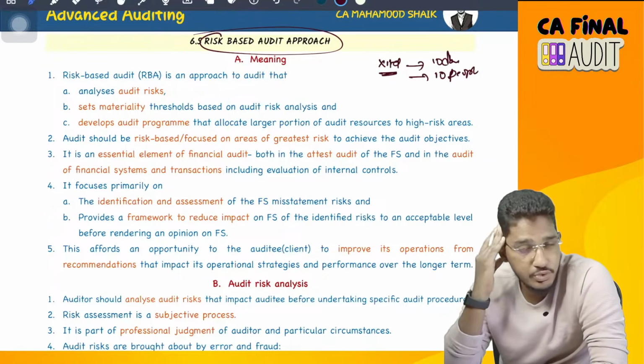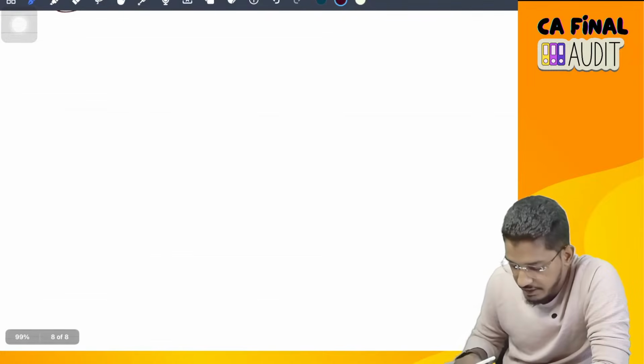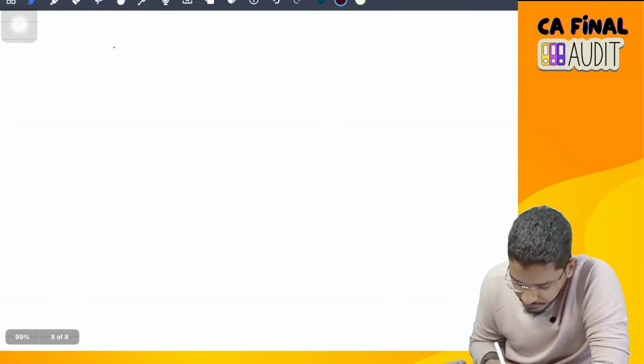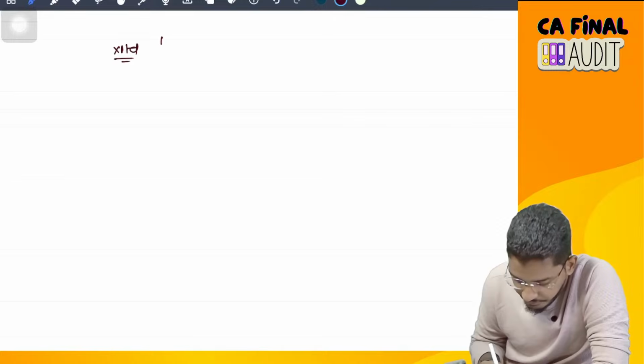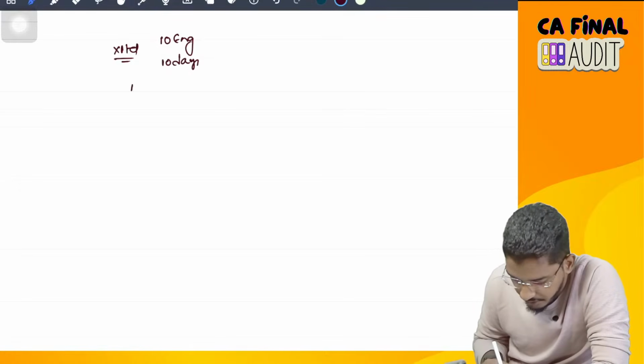Now I will give you two options to choose from. If you have to do the audit of this entity, I will give you two approaches. Tell me which one you will choose. So, X Limited client audit: we have 10 engagement team members and 10 days of time for completing the audit.